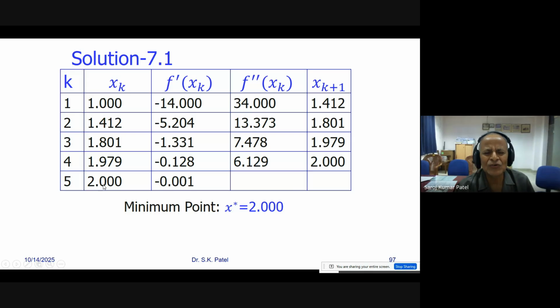At 2.000, first derivative we found out is minus 0.001. Its absolute value is less than 0.1. So we stop here and declare that minimum point occurs at x is equal to 2. Understood? How step by step we can use Newton-Raphson method and find out the solution. The minimum value of f will occur at x is equal to 2. So this is all about Newton-Raphson method.